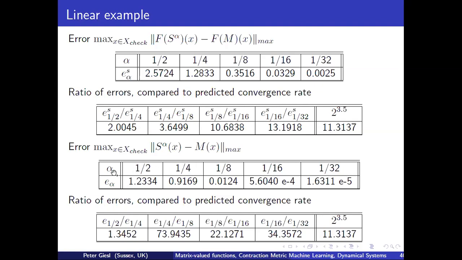And we can do the same with the difference not of f of s, but s minus m. And as we saw, we could estimate this also by a constant times this error, so it should be of the same order here. The error here actually becomes smaller very quickly, and you can see that the convergence rate is actually a lot better than predicted.